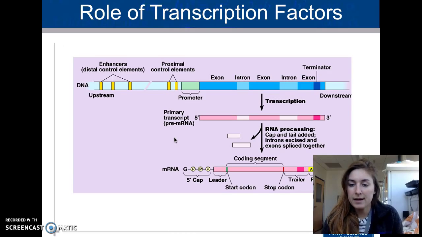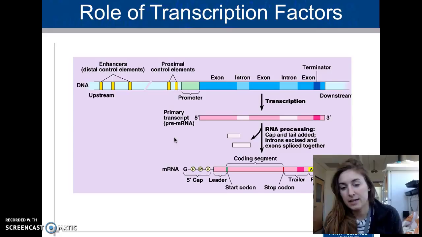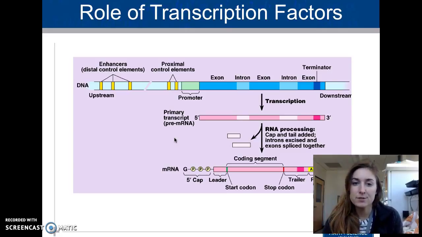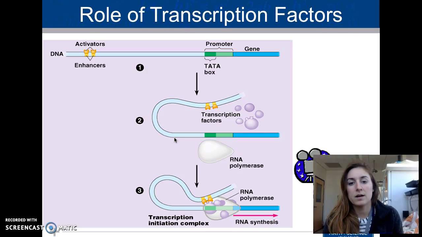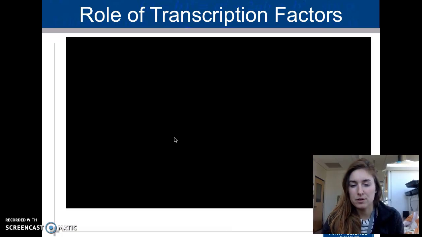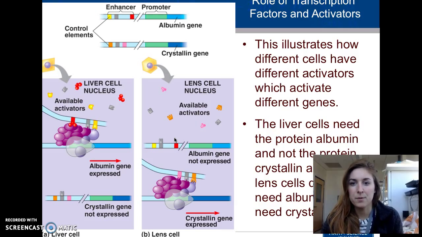So we also have transcription factors, and we know that transcription is going to be creating RNA, and there are certain factors then that can influence whether or not something is transcribed. So we'll skip over these images for now. Here we go. So this is what's important.